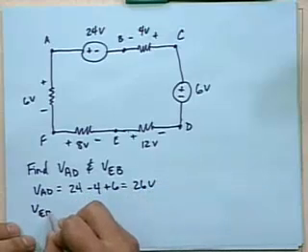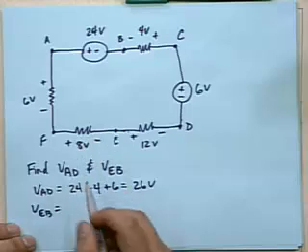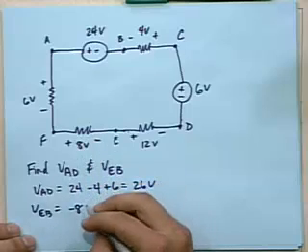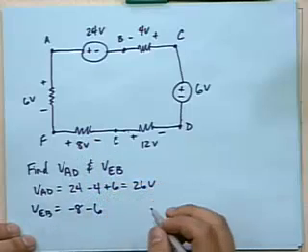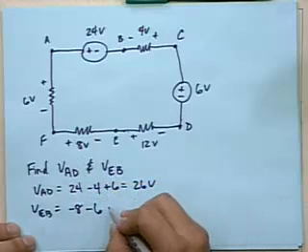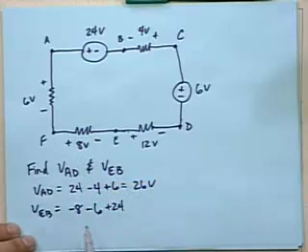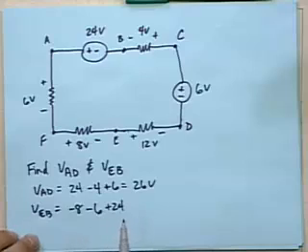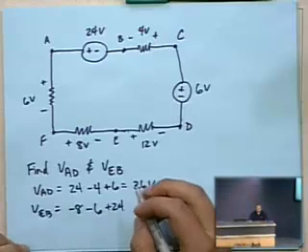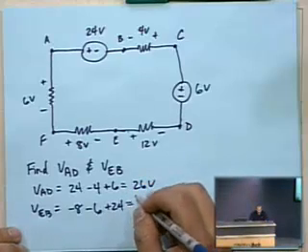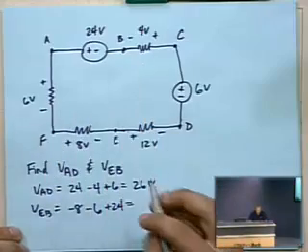And voltage EB, same kind of thing. We run into the negative 8, we run into a negative 6. See how far we're going here, and then a positive 24. So that's a negative 14 and a positive 24, which should give us positive 10. That should have gotten us all the way around.